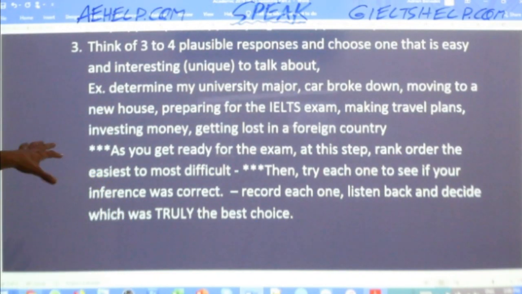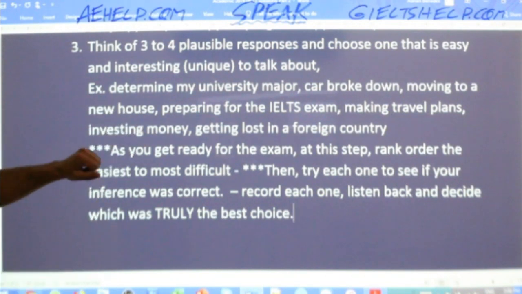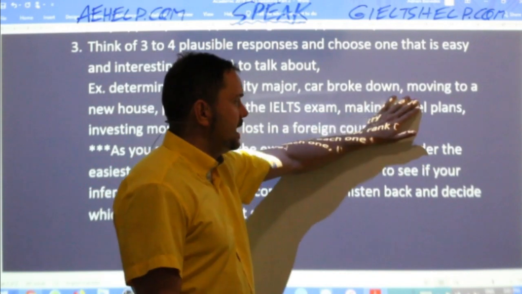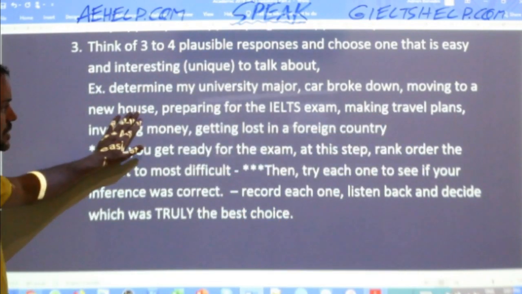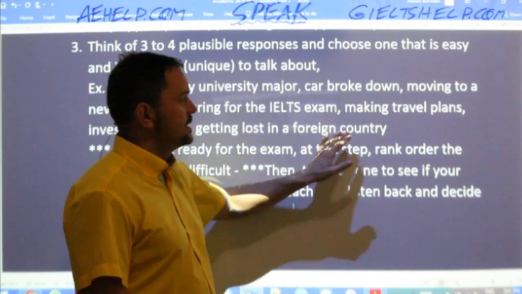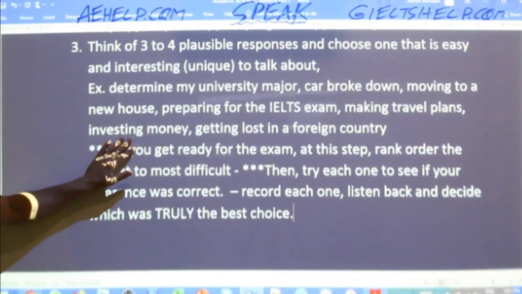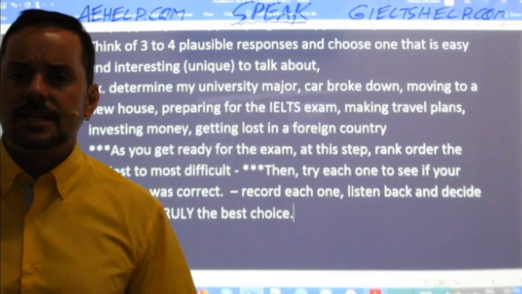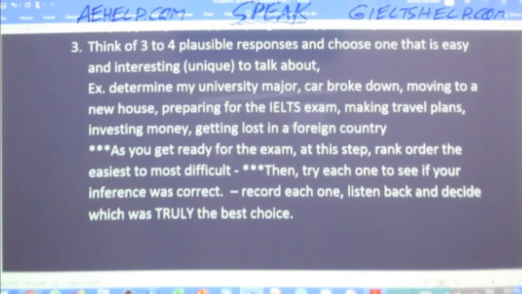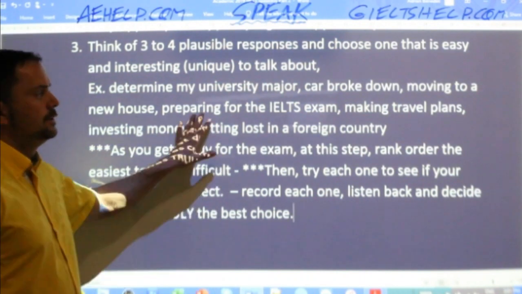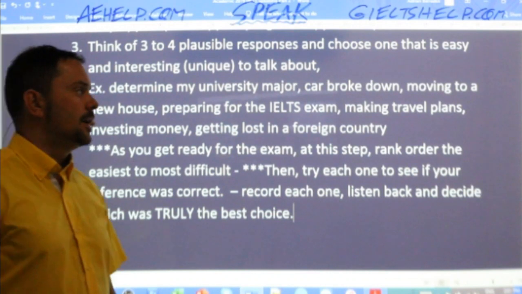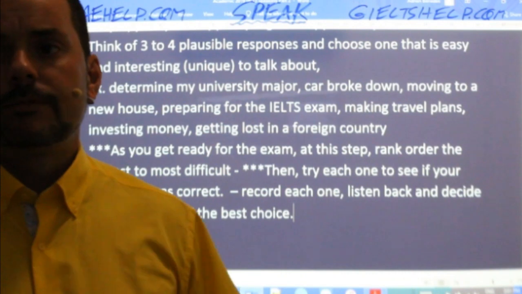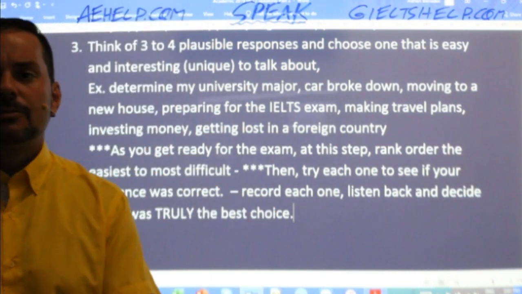So here, which one do you think would be the easiest? Determining the university major, getting help with the car broken down, moving to a new house, preparing for the IELTS exam, making travel plans, investing money, or getting lost in a foreign country. Which one of these do you think would be the easiest choice for giving a 2-minute response that could earn you the highest possible band score for your speaking? Which one would you choose as number 1, 2, and 3?